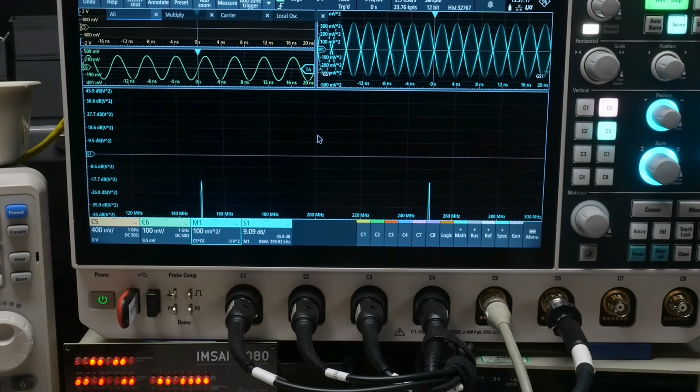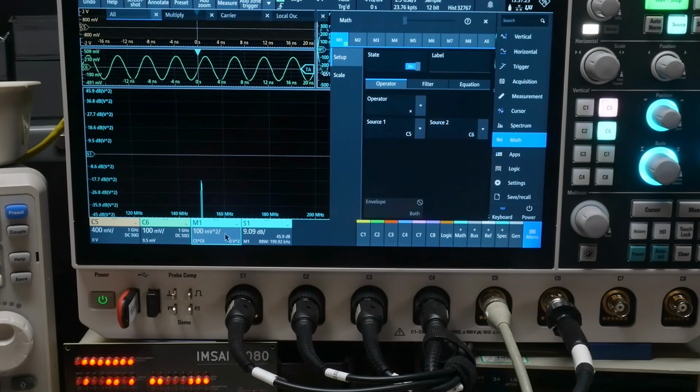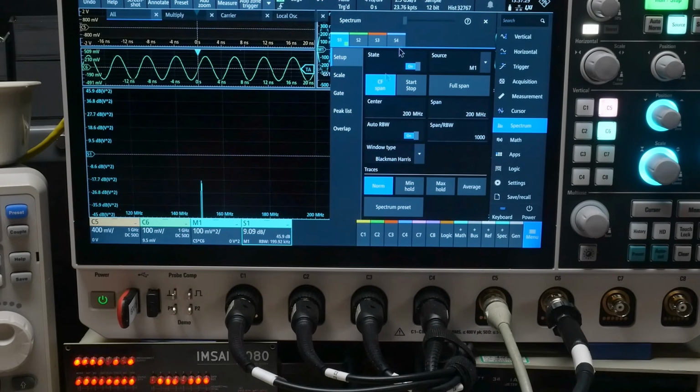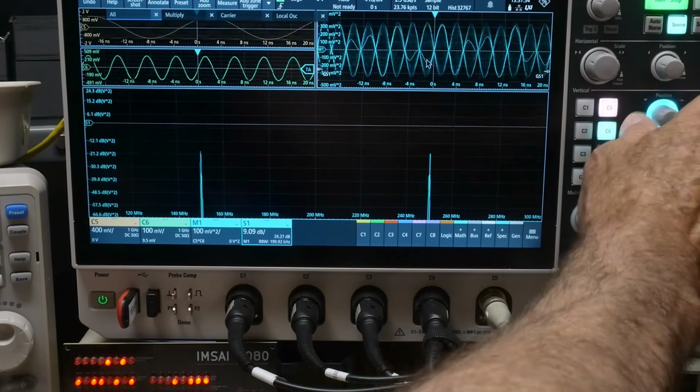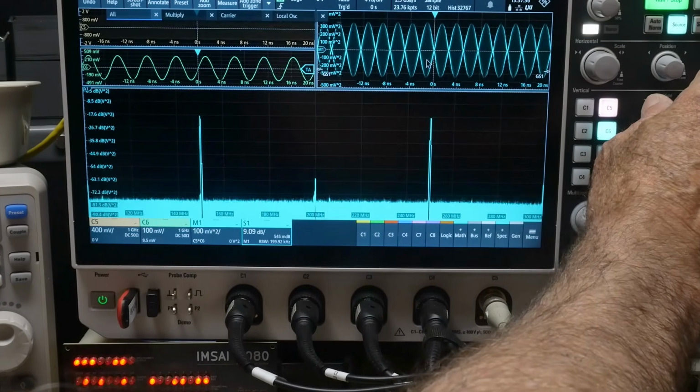And why did I just go funny here? Let's see if I can get a better picture. Oops. I go to the math one here. Okay, so we can shift it up. There we go. Shift it up, make it look nice.